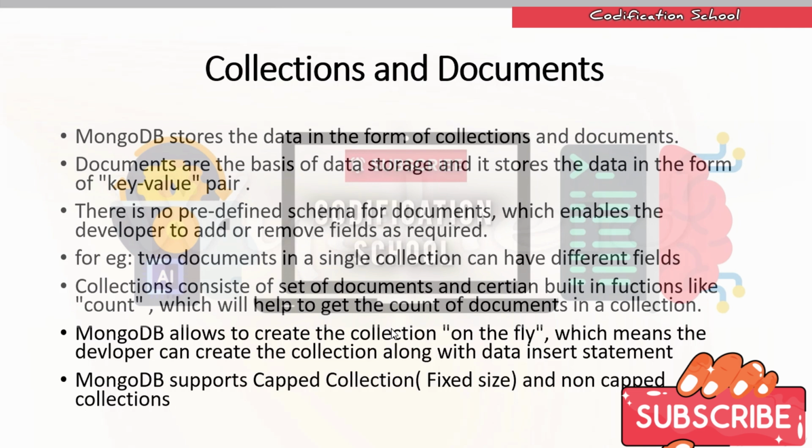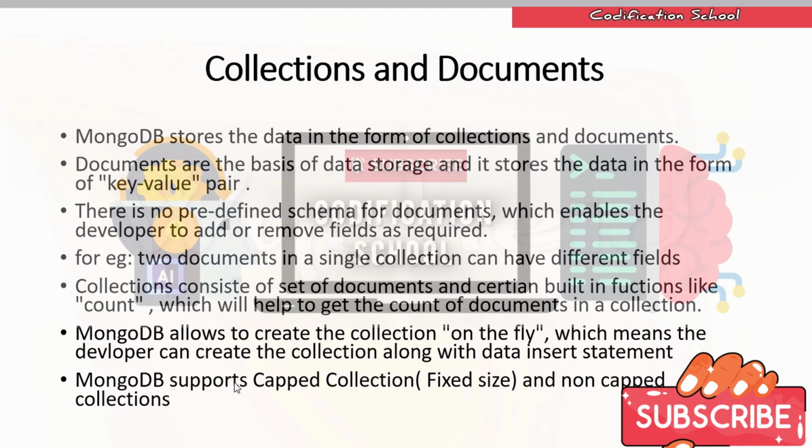Every collection created on MongoDB has certain built-in functions or methods. For example, count, which is used for counting the number of documents in the collection. So a collection consists of the data that is stored as well as the built-in methods or functions available for the collection. An important point is that MongoDB supports creating the collection on the fly, or implicit creation of the collection.